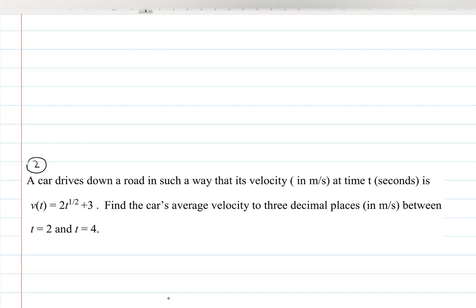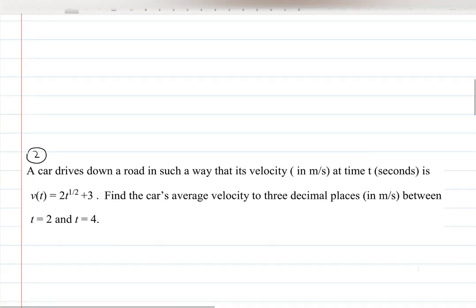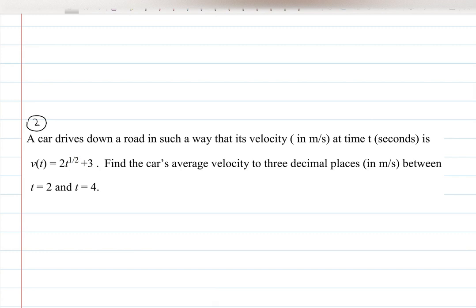Second example has a pretty cool application. A car was driving down a road in such a way that its velocity in meters per second at time t in seconds is given as a function v of t, 2t to the 1/2 plus 3. Find the car's average velocity to 3 decimal places between t equals 2 and t equals 4. Now you know what's the difference. We just want to find here average velocity. I will call it v average.